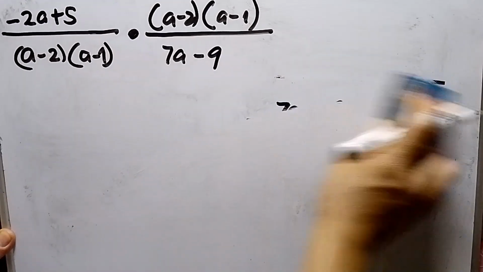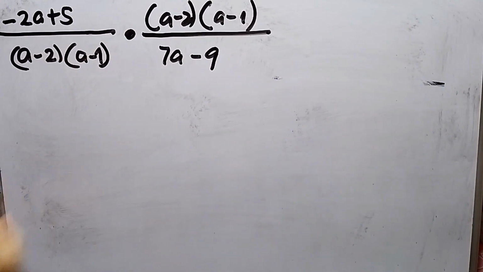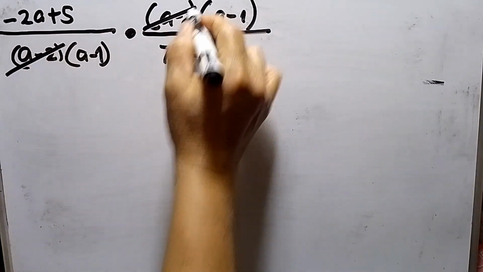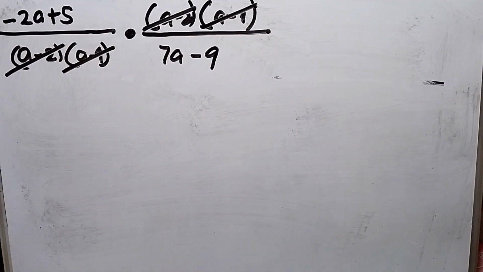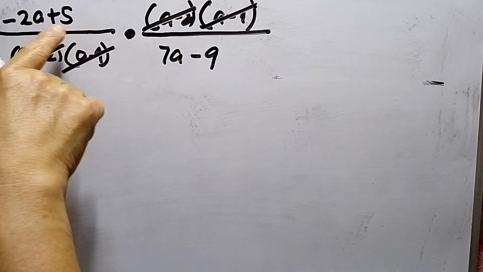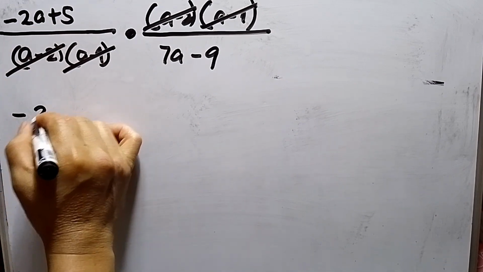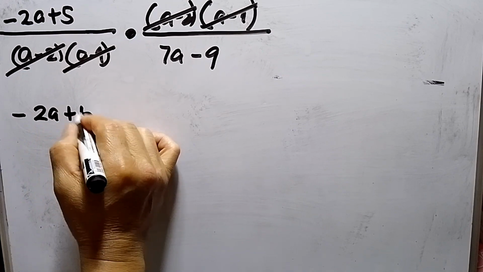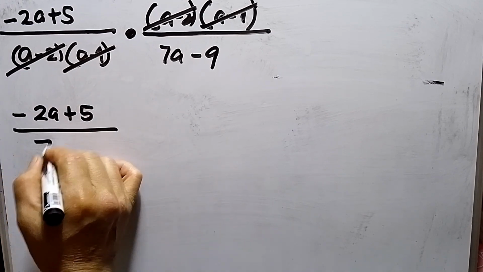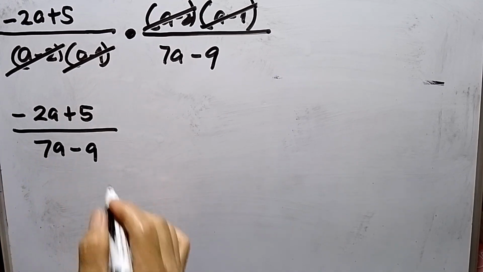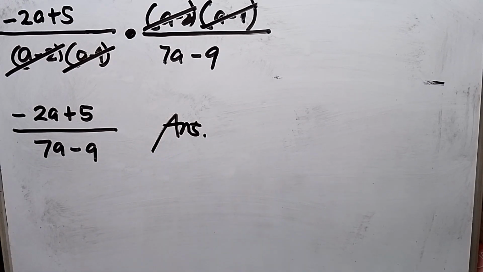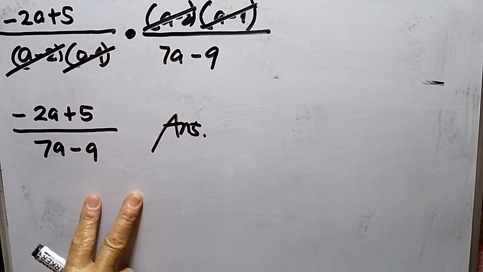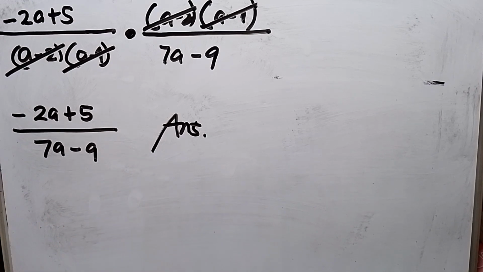So a minus 2 will be crossed out. And then a minus 1 will be crossed out also. So the result will be minus 2a plus 5 over 7a minus 9. So this is the answer for number 3. Take note, this math is intended for grade 8. That's all.